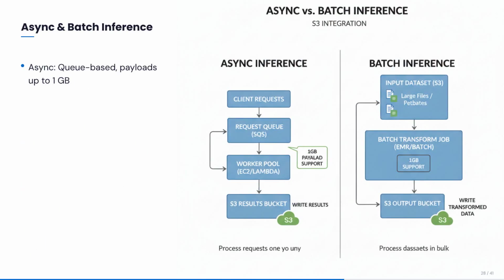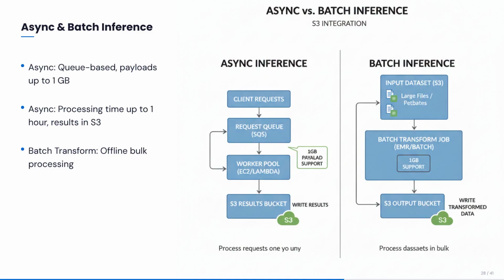For large workloads, SageMaker offers async and batch inference. Async inference queues requests and processes them asynchronously. It supports payloads up to 1 gigabyte and processing times up to 1 hour. Results are written to S3. Batch transform is for offline bulk processing.